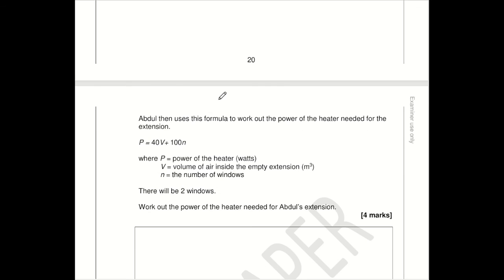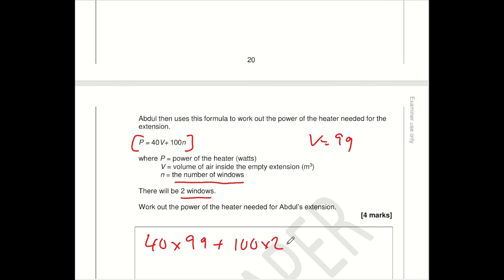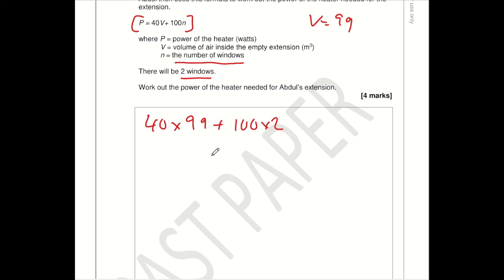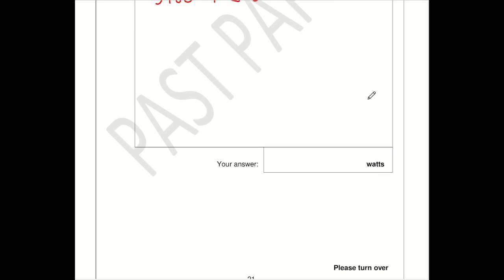Okay, so we're using this formula to work out the power of the heater needed, and we already know that V is 99. So the calculation is 40V, so 40 times 99, plus 100N, where N is the number of windows, and that's 2 windows. So 100 times 2. 40 times 99 is 3,960 plus 100 times 2, which is of course 200. So that comes to 4,160. So that is our answer, 4,160.